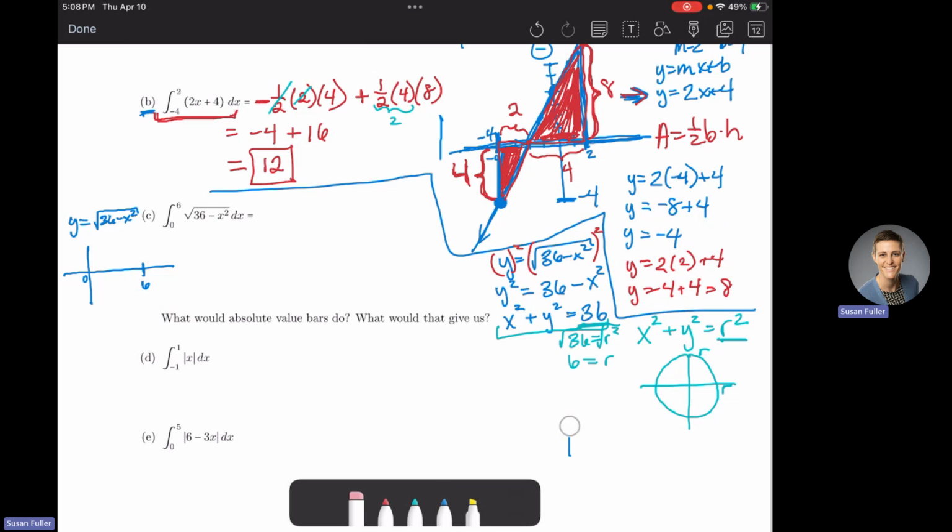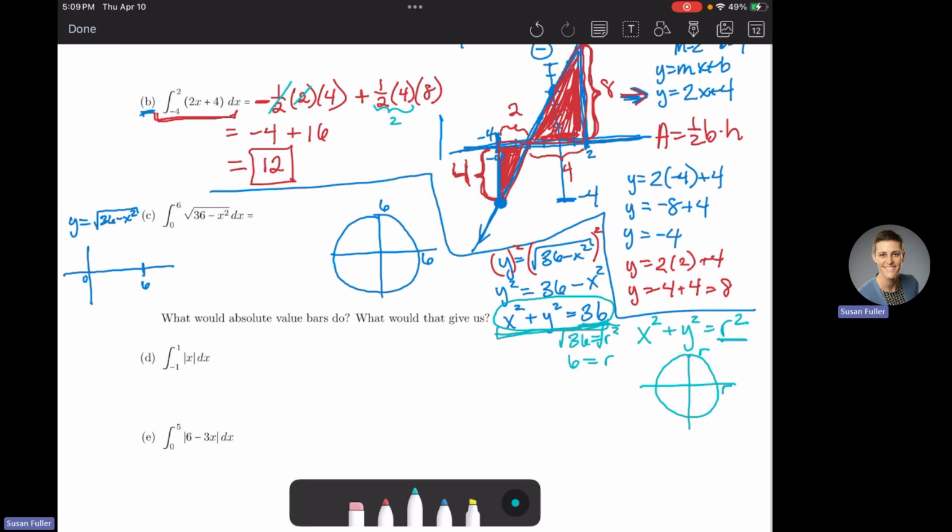Actually, I'm going to move this over here because we're going to want that space. So I have a circle of radius 6. Now, the interesting thing about this is because we had to square both sides, technically this function represents the whole circle. X squared plus y squared equals 36 is the entire circle.